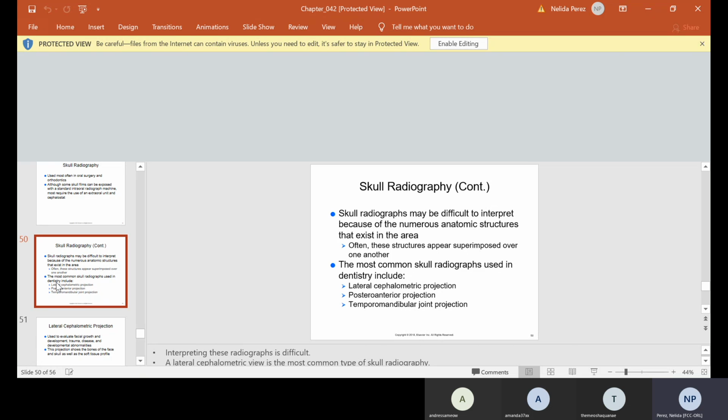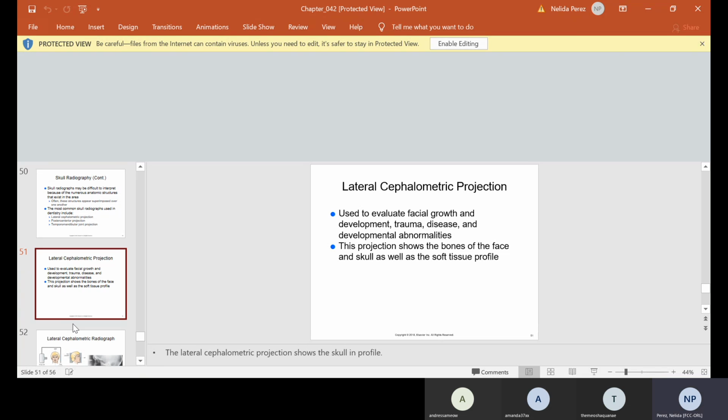The most common skull radiographs used in dentistry include a lateral cephalometric projection, a posterior anterior projection, and the TMJ projection. The lateral cephalometric projection is used to evaluate facial growth and development, trauma, disease, and developmental abnormalities. This projection shows the bones of the face and skull as well as the soft tissue profile.